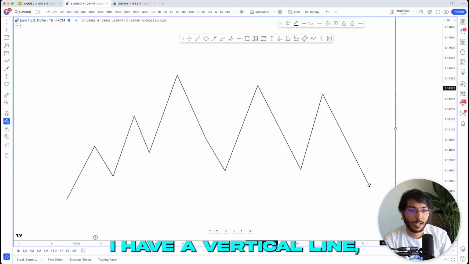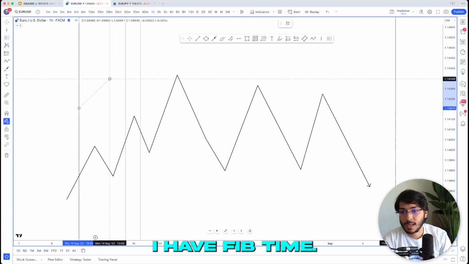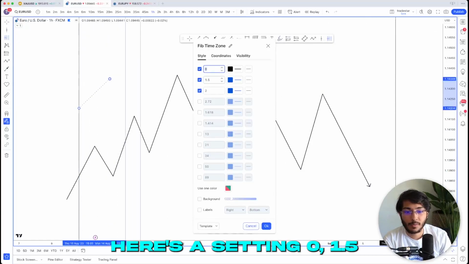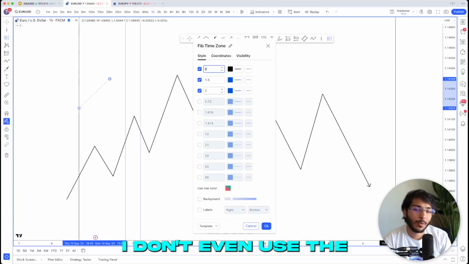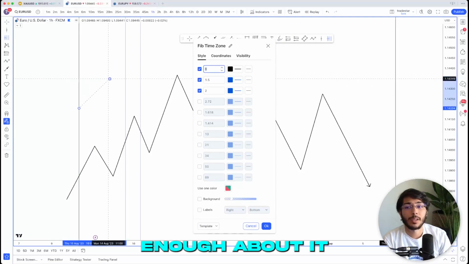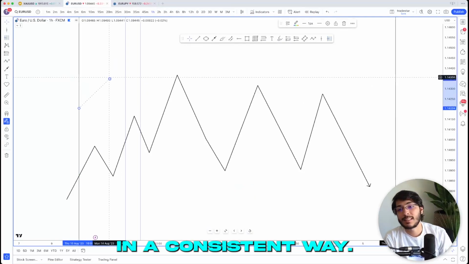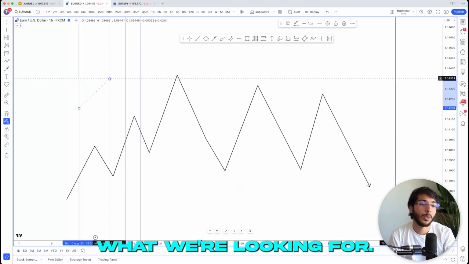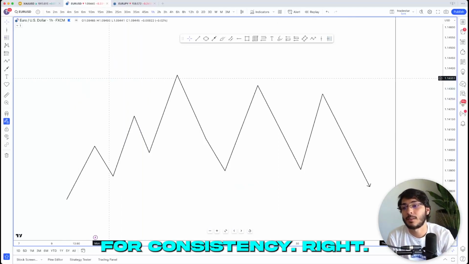I have a vertical line tool, don't really use that. I have fib time. I don't really use fib time. People ask, here's the settings: 0, 1.5, and 2. Personally, I don't even use the fib time like that. I don't understand or know enough about it to use it in a consistent way. It works sometimes, but sometimes is not what we're looking for. We're looking for consistency, right?